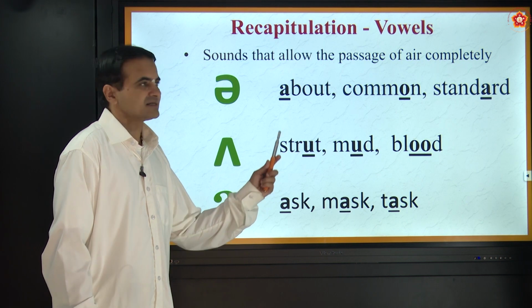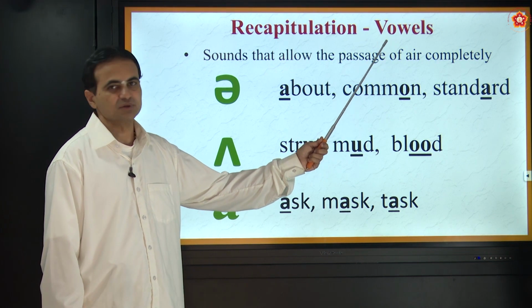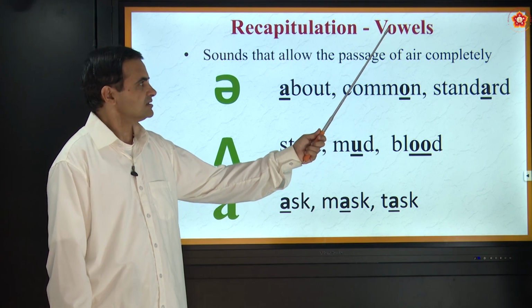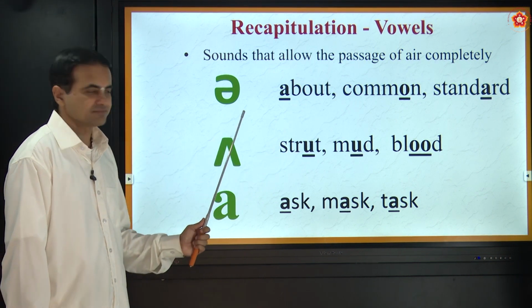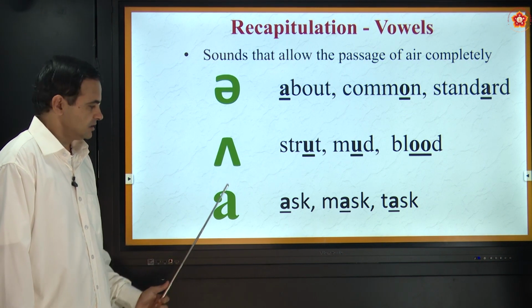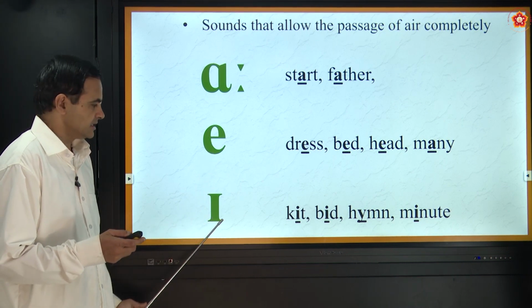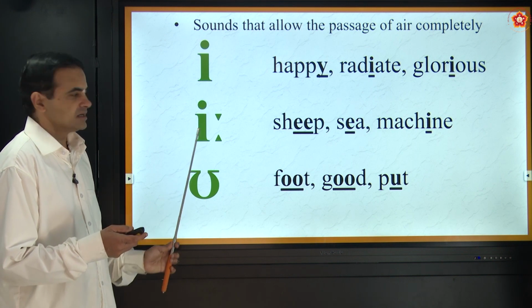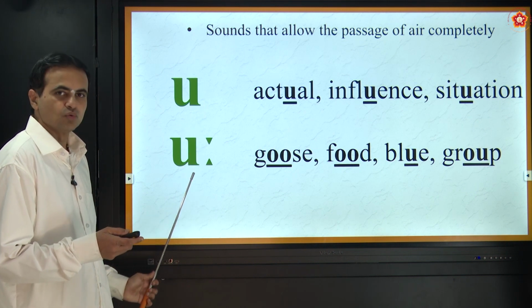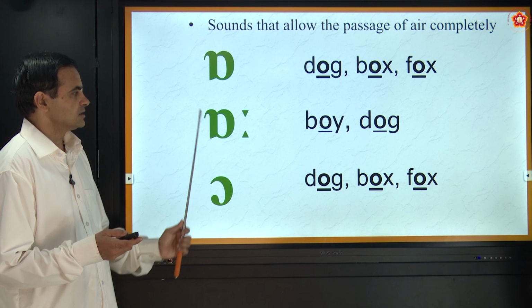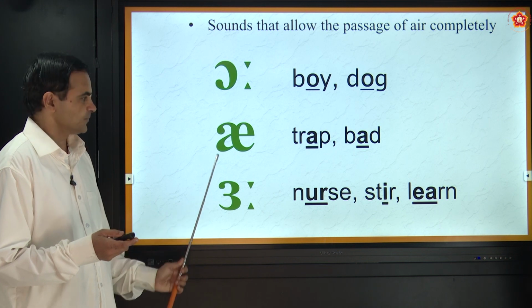Before learning them, let's have a short recap of the previous sounds that we have learned, vowels and mixed vowels or diphthongs. Start with vowels. Quick recap. These are the symbols.